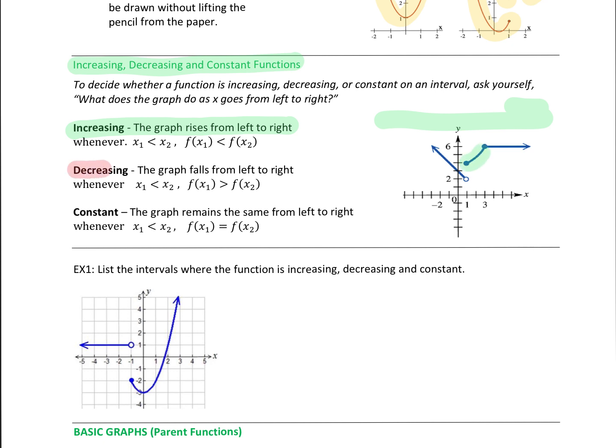Now decreasing is when the graph falls from left to right. So reading from left to right, where does it decrease? Well, this direction. And then it's constant. Where is it constant? When it remains the same from left to right, and that's going to be this interval right here. So usually, you're reading left to right with the x values, and you're looking at how the function falls or rises, and then you're answering in the x values.